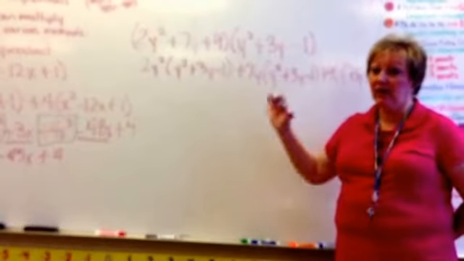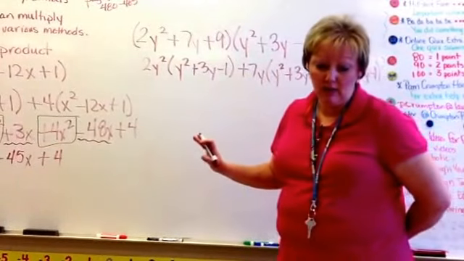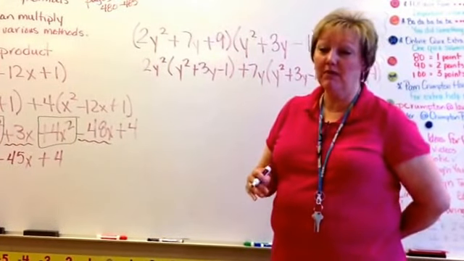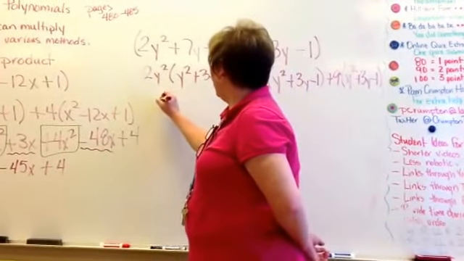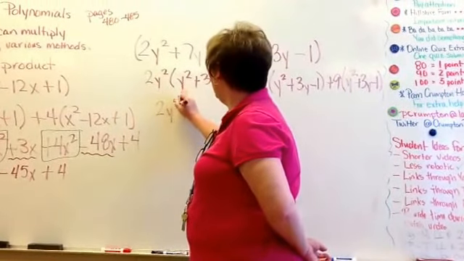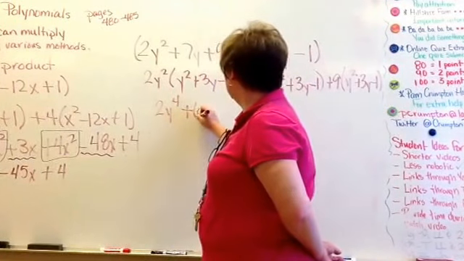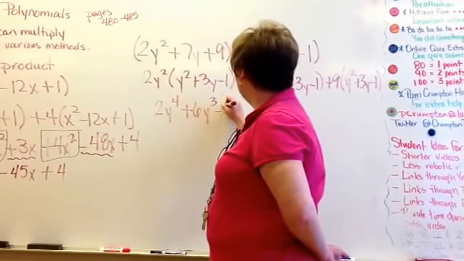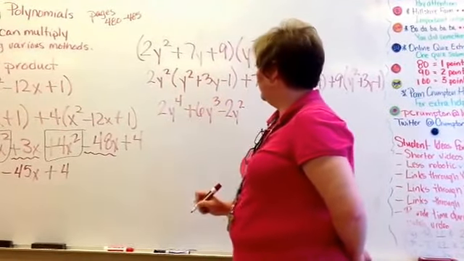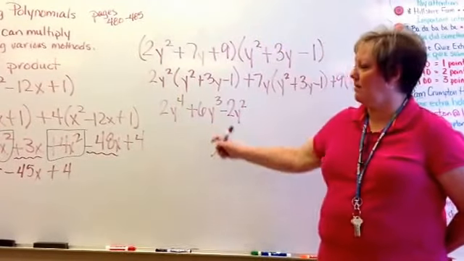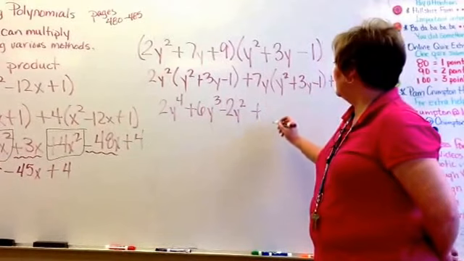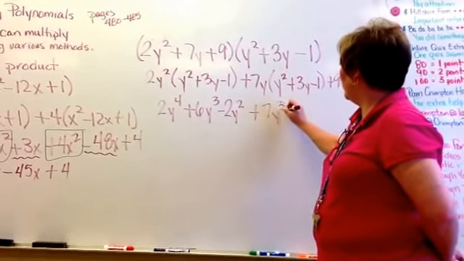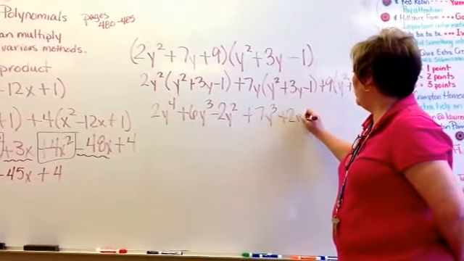Alright, let's go over here and clean it up, and we'll call it a day on this video. I'll give you some formative assessment problems and a heads up assignment. So we've got 2y to the fourth plus 6y to the third minus 2y squared. Digest that. Make sure you understand how I got that. Plus 7y to the third plus 21.